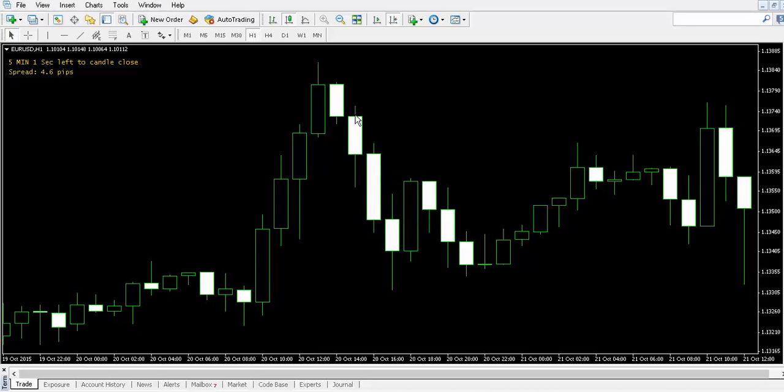The close is going to be lower than the open. So open here, close here. Bullish, it opened here and closed up here. So that really is the concept of the candlesticks, of what they look like.